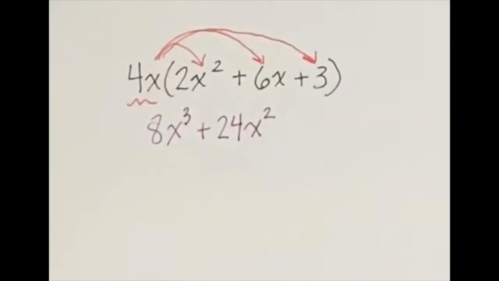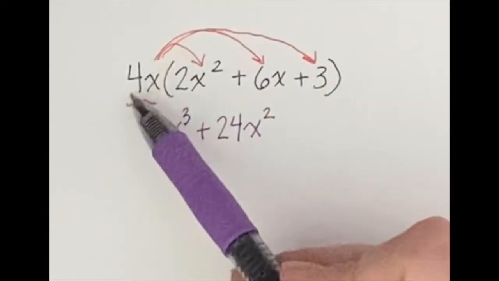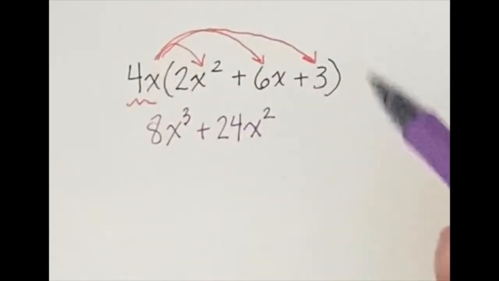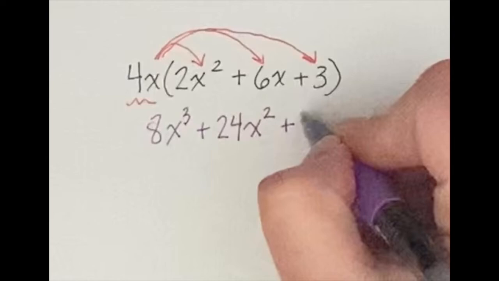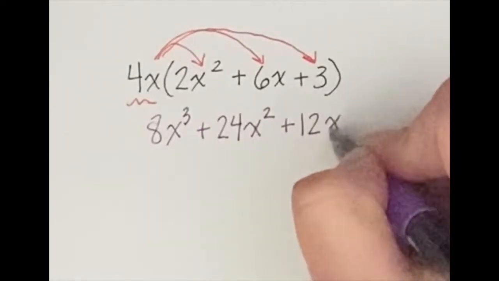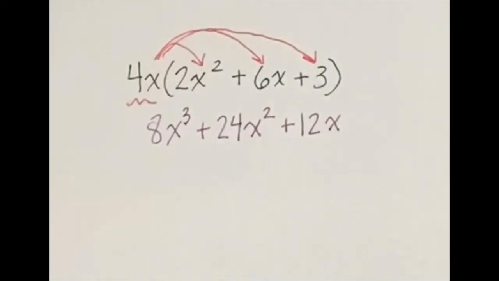And for our final distribution, we've got 4x times 3. 4 times 3 is 12. Don't forget the x. You don't have to multiply it by anything because there's no x over here, but it still comes along for your final answer.